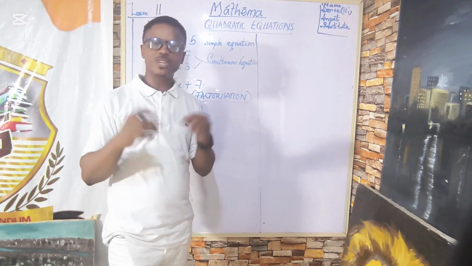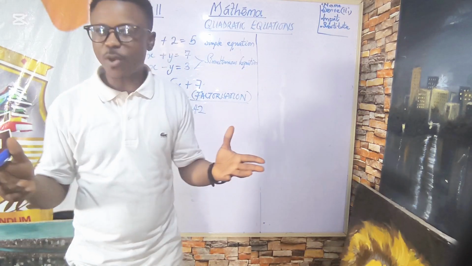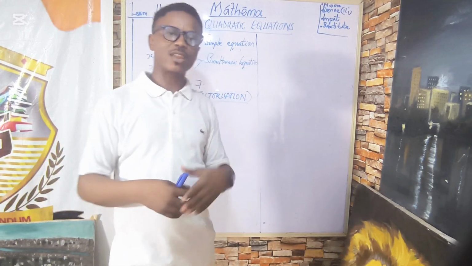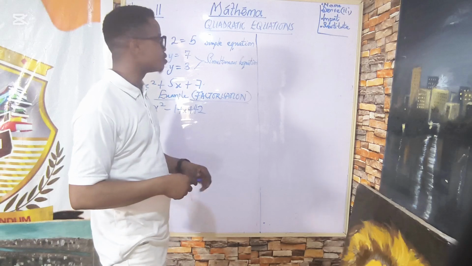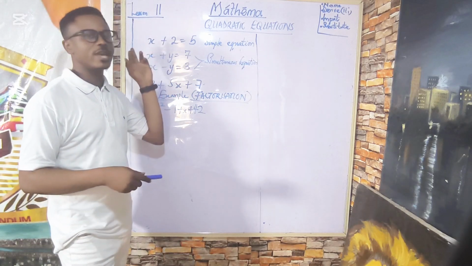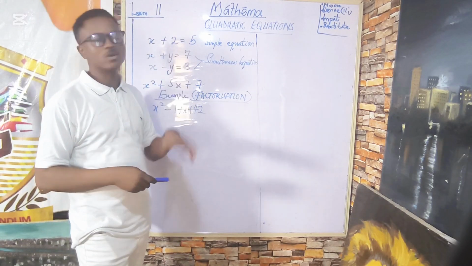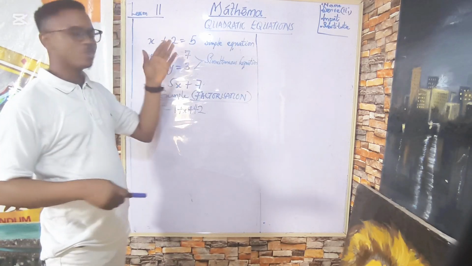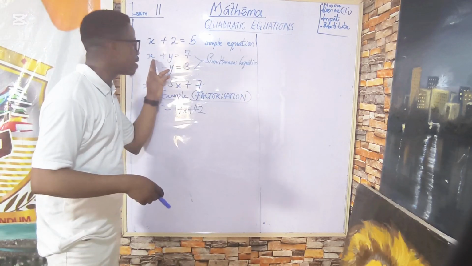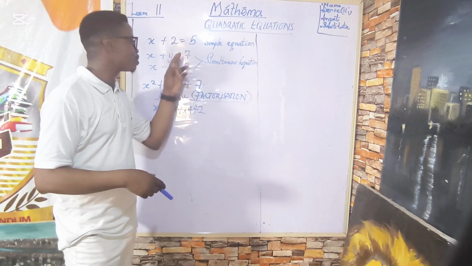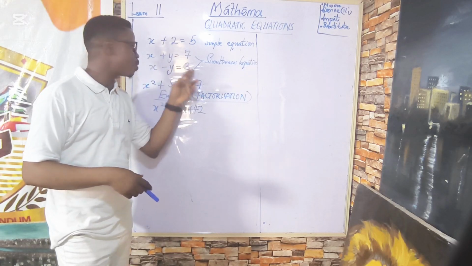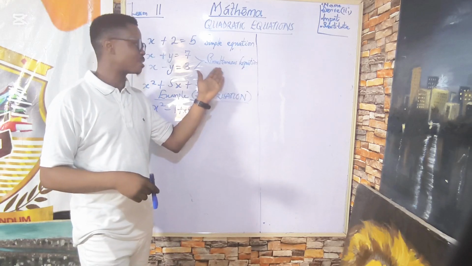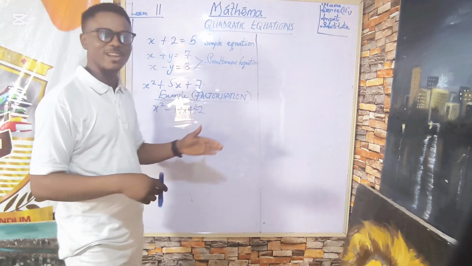So very quickly, how do we differentiate between simple equations, quadratic equations, simultaneous equations, and other forms of equations? Look at the board. Here we have x plus 2 is equal to 5. This is a simple equation. And then we now have x plus y equal to 7, x minus y equal to 3 as a single question. This is what we learned as a simultaneous equation in our last class.